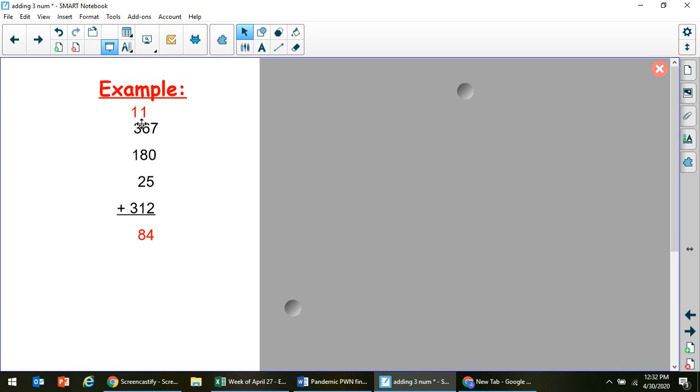So now I have my hundreds column I need to add. So there's 3 plus 1, and there's another 3 and a 1, which makes 4. So I have 4 plus 4, which gives me 8. You should have gotten the answer of 884.